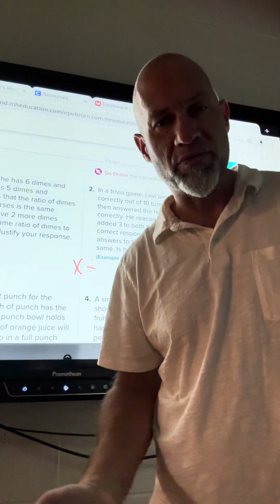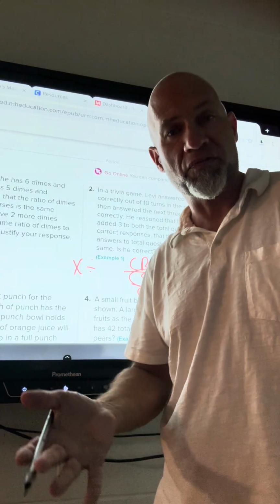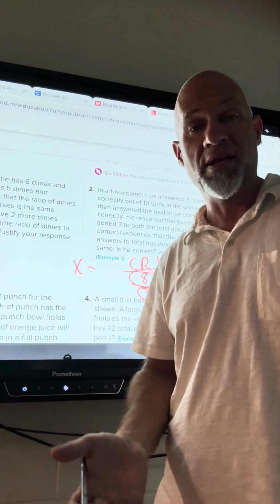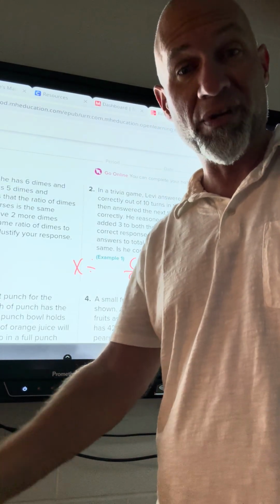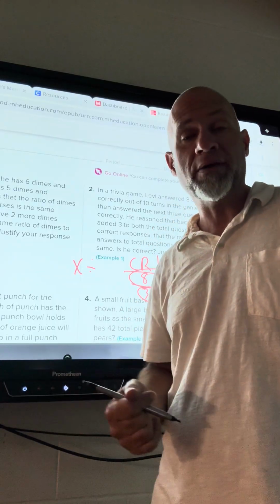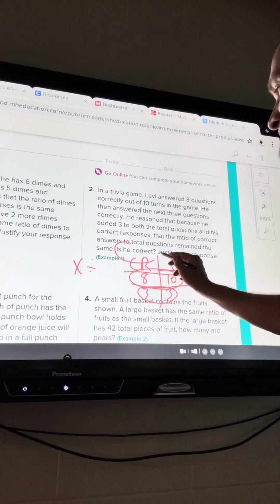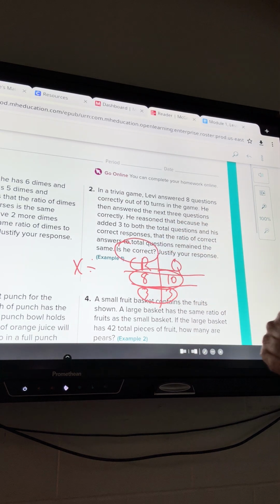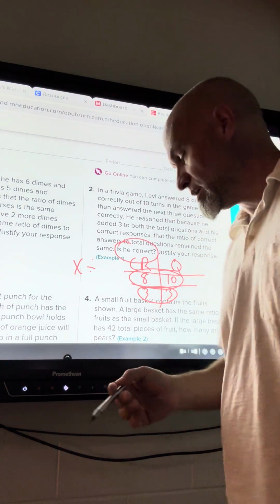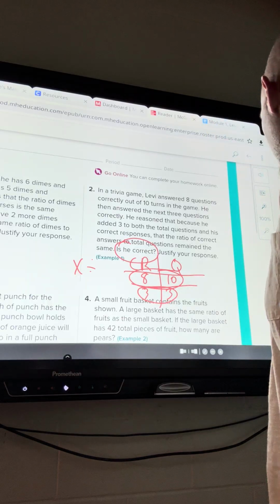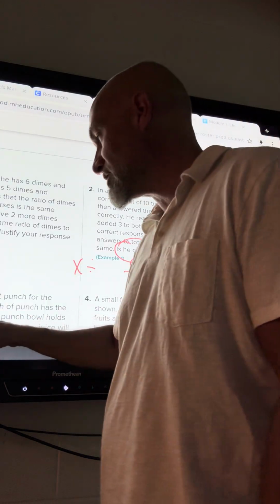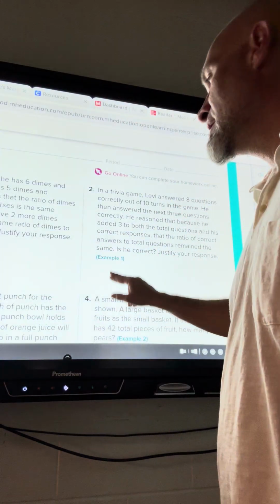It's just like free throws. Basketball, if you make 8 out of your first 10, that's 80%. And then if you hit your next 3 out of 3, you're going to go up higher than 80%. So think about that. Is he correct? Does his percentage or does his ratio stay the same? Okay? So basically what you're going to want to do is set up tables. I mean, that's what I like to do. I like to set up tables for these.